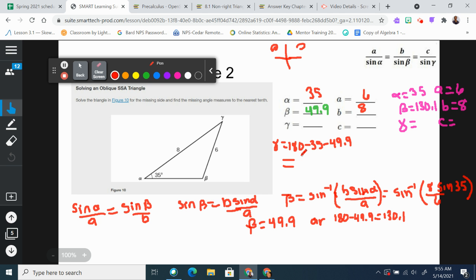So 180 minus 35 minus 49.1 gives us, in this case, 95.1. So now we have our missing angle. And on this side, we can do the same thing.